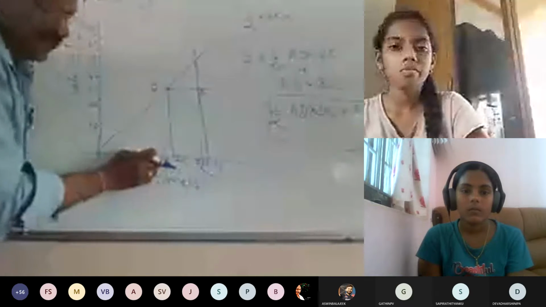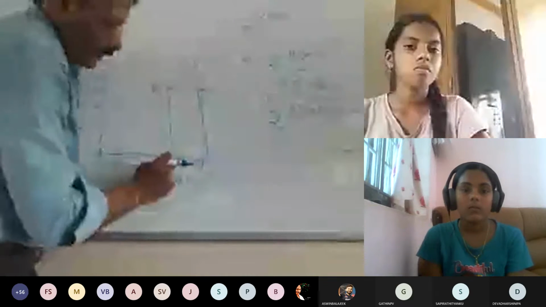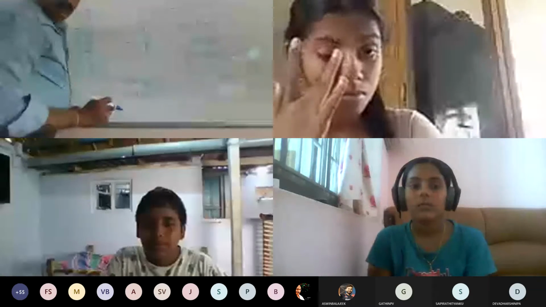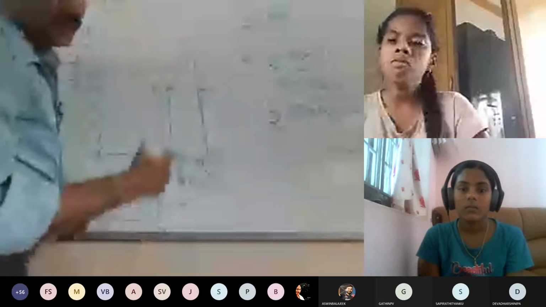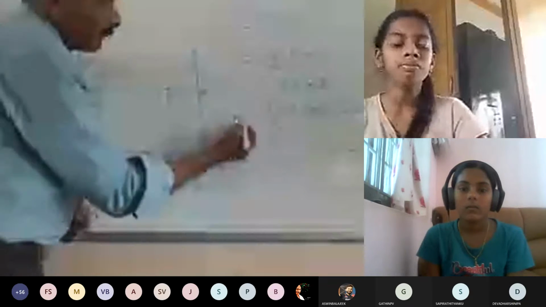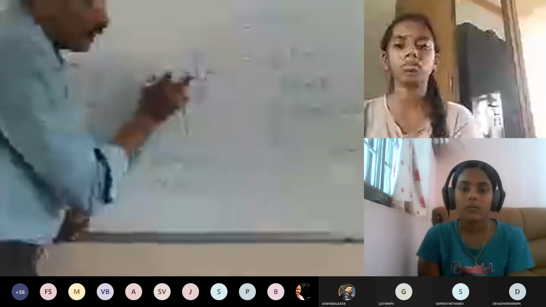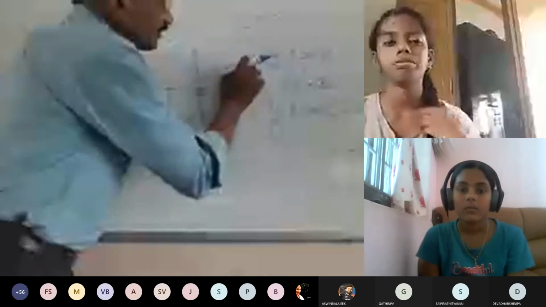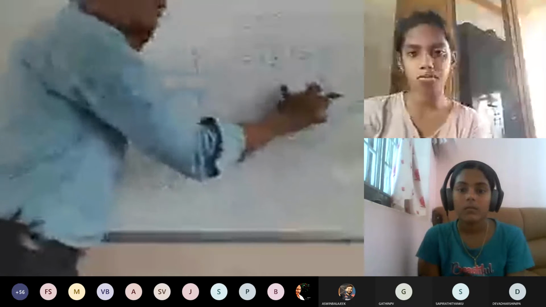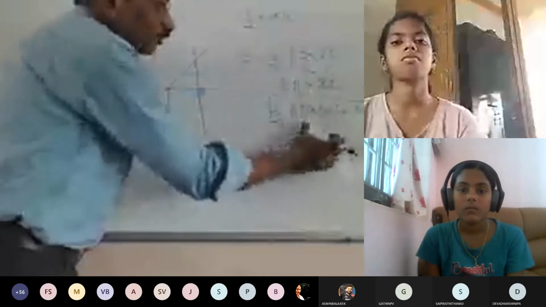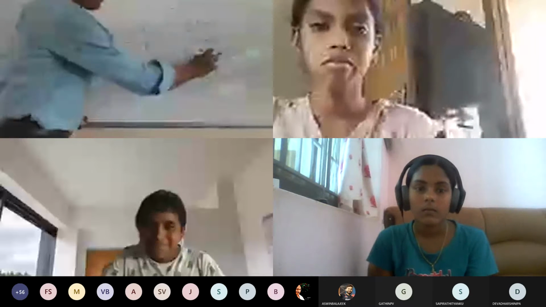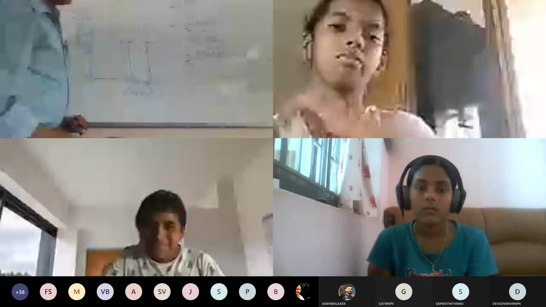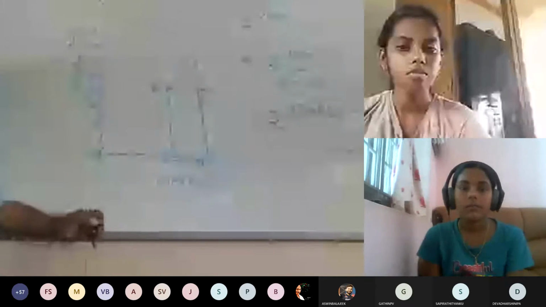Then I'm taking this rectangle. AB is the length and BC is the breadth. To find the area of the rectangle, the formula is length into breadth. So AB into BC. I'm adding both areas: half into AD into DE plus AB into BC. So this is the total distance traveled by the car.